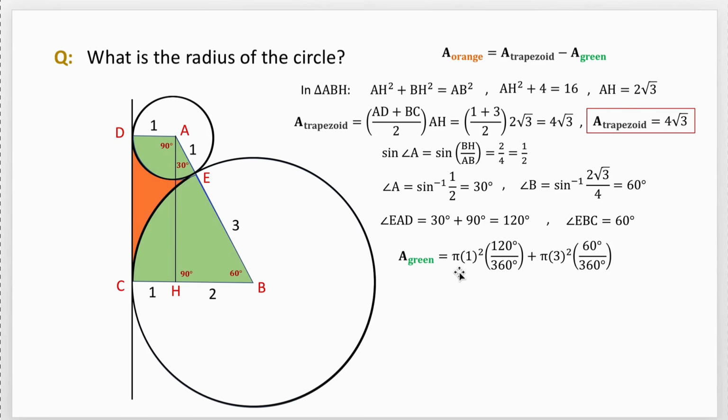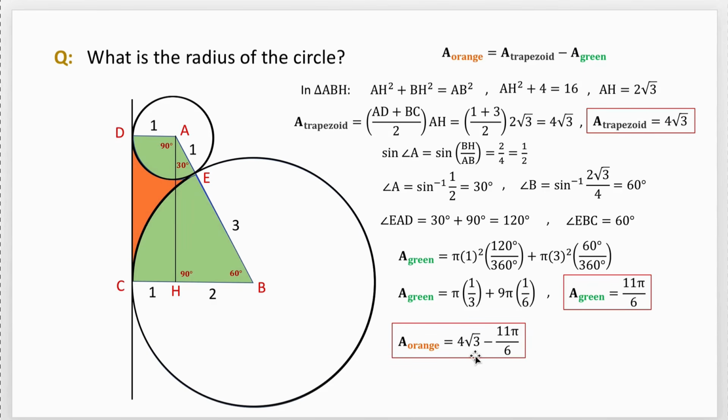Therefore, for the total area of the green sectors, we can write this expression. The first term corresponds to the green sector of the small circle, and the second term corresponds to the large circle. Therefore, the total area of the green sectors becomes 11 pi over 6. Now, if we subtract A green from A trapezoid, the area of the orange region becomes 4 square root of 3 minus 11 pi over 6.